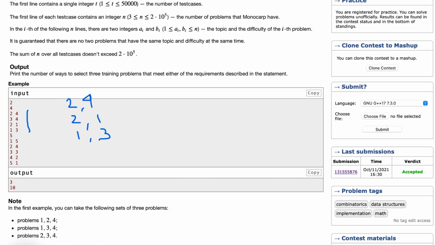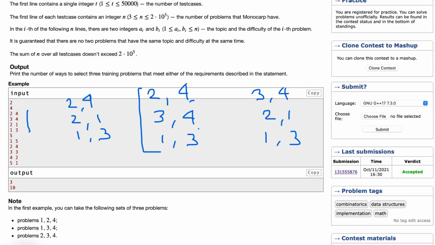Now what are the other ways? The other way is if I select (2, 4), then (3, 4), then (1, 3). Here although the difficulties are the same, 4 and 4, all the topics are different, so yes, this is also a valid triplet. And another triplet that I can form is (3, 4), (2, 1), and (1, 3). Here both the difficulties as well as the topics are totally different for all of them. So in total there are three triplets that can be formed out of them.